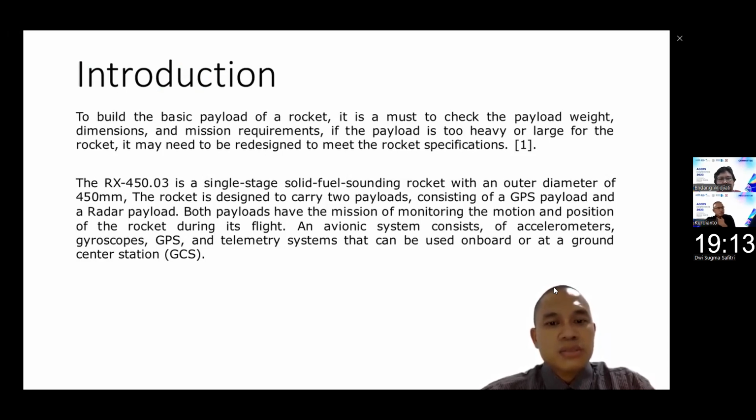The RX 450.03 is a single-stage solid fuel sounding rocket with an outer diameter of 450 millimeters. The rocket is designed to carry two payloads, consisting of a GPS payload and a rudder payload. Both payloads have the mission of monitoring the motion and positioning of the rocket during its flight. An avionics system consists of accelerometers, gyroscopes, GPS, and a telemetry system that can be used on board or at a ground center session.